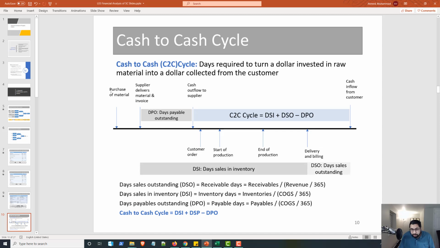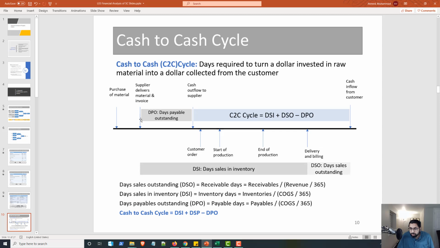The supplier may take some time to deliver those raw materials and components. Either the supplier has to produce them, or even if the supplier has them in inventory, it's going to take time to transport them to your factory. So the next blue arrow is after a certain number of days, the supplier delivers materials and gives you an invoice. Hey, this is the cost, pay me this much money.